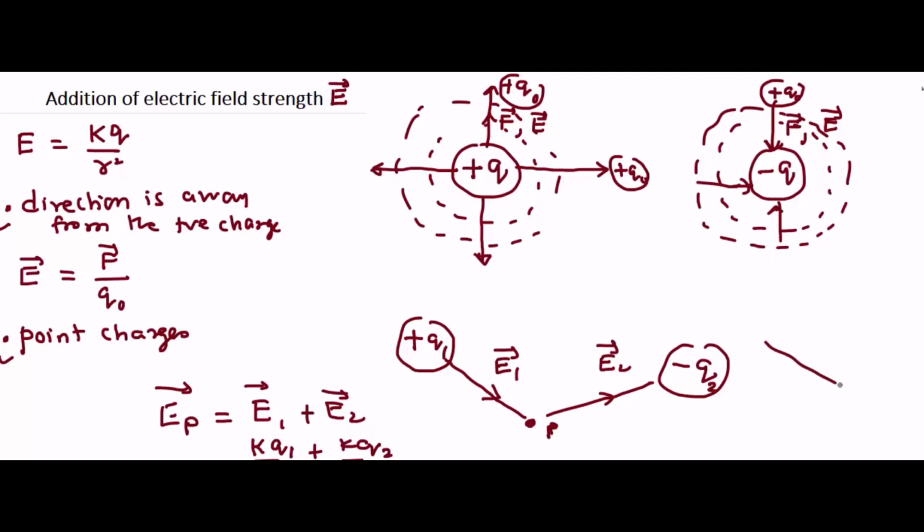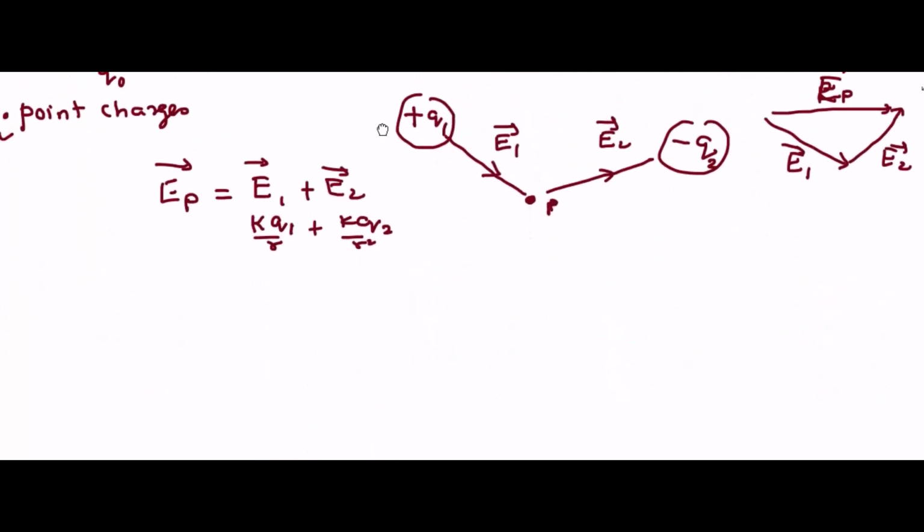vectors. So probably I'll draw them like this. This is vector number 1, this is vector number 2, and this will give me the resultant of this, or let us call this EP, and this is E1 and this is E2. So I have drawn these two electric field strength vectors and I have added them vectorially. I will know the angle between these two vectors, so I can use that to find out the resultant of these two vectors. To understand it more clearly, let us take an example.